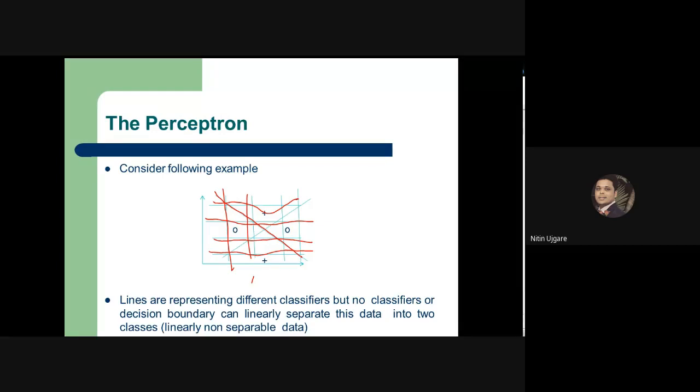Okay. So none of these classifiers can classify these four input instances into their corresponding classes. These lines represent the different classifiers, but none of these classifiers or decision boundaries can linearly separate this data into two classes. Such data is called linearly non-separable data. We cannot perform the classification of this type of data.